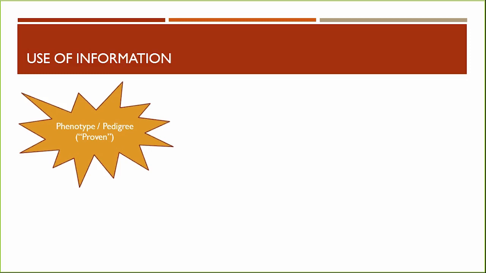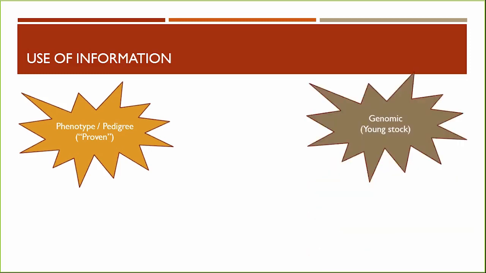The genomics, like I said, increases your accuracy, and it's particularly relevant if you want to select on young stock. So instead of waiting until you can get that proven information, what is the animal's potential as a heifer or a calf, or a young bull? Bottom line is, when you can put both the phenotypic and the genomic information together, that is the most reliable genetic evaluation for your animal.